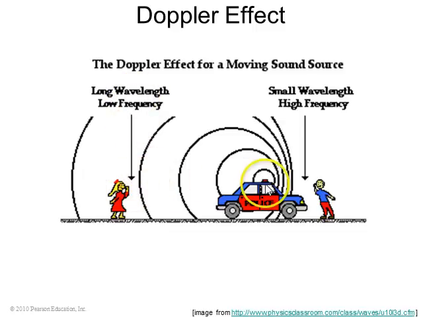So if the siren's rest frequency sounds like wee, then this girl will hear a lower wee. But for this boy in front, the waves are all bunched up here, so you have a shorter wavelength, which corresponds to higher frequency. And so instead of hearing wee, you'll hear a higher wee sound.